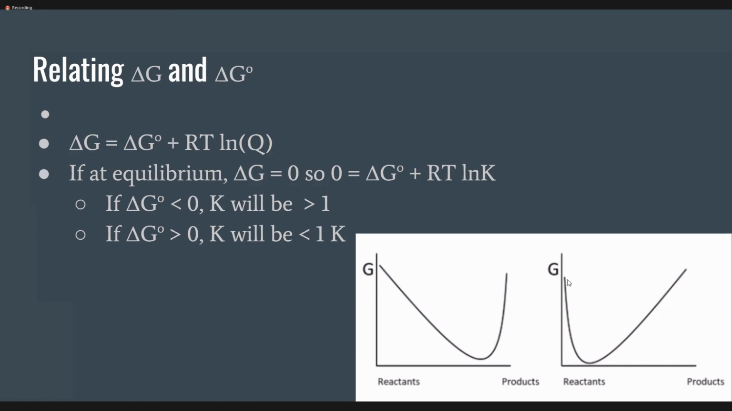And the second and third bullet points there: if delta G naught is less than 0, K will be greater than 1. That's what I just illustrated on the last slide. If we have a negative slope, it means that equilibrium is to the right of Q, and Q is 1, so K is greater than 1. And if we have a positive slope, it means that equilibrium is to the left of Q, and Q is 1, so K is smaller than 1. And I think that's everything. Is there one more slide?